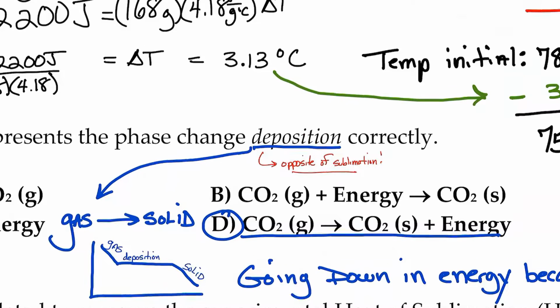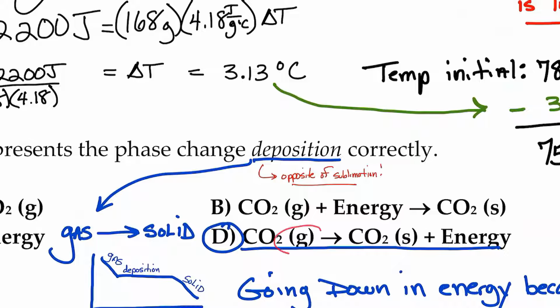In any case, we're looking to go to what? A gas directly into a solid, and we must realize that it's exothermic. Why? Hey, gases have higher energy than what? Than solids. So of course the energy diagram, or in this case the heating curve, is going to go down.